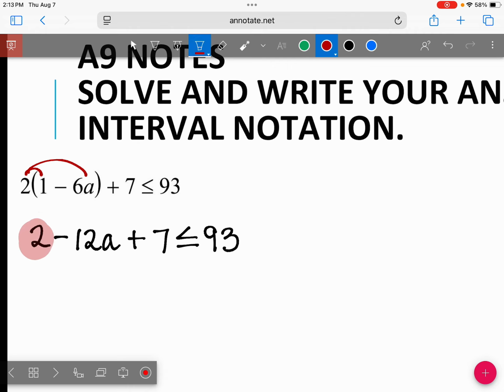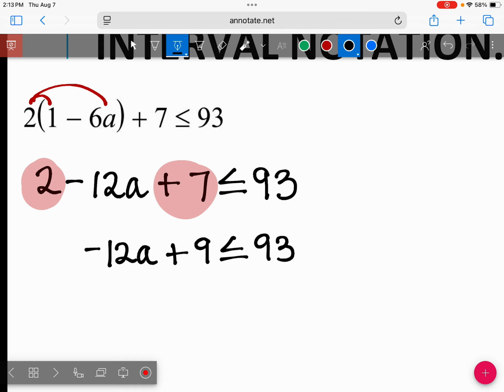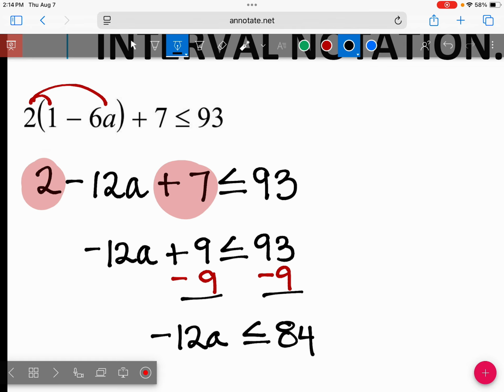Now I'm going to combine my like terms. That would be these two. And do you see how they're both positive? So that means when I add them, it becomes a 9. So I have negative 12a plus 9 is less than or equal to 93. Subtract the 9. And what do you get when you take 93 minus 9? 84. So negative 12a is less than or equal to 84.